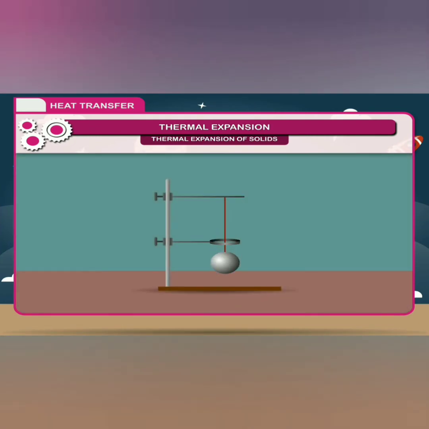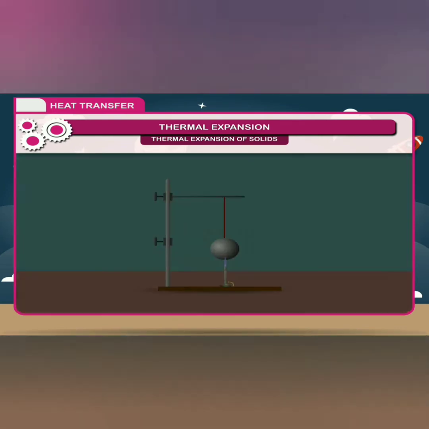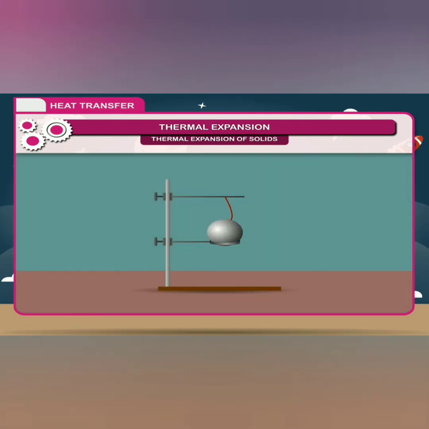Now, heat the ball strongly for a few minutes. You will observe that the ball does not pass through the ring. Why is it so? Because its diameter has increased. After some time, when the ball is cold, it again passes through the ring. Now what does this show? This shows that a solid expands on heating and contracts on cooling.